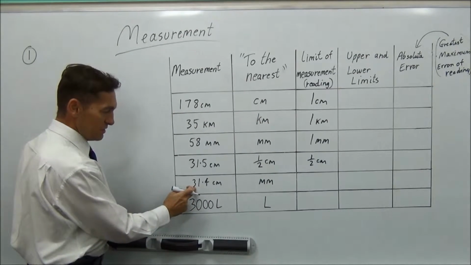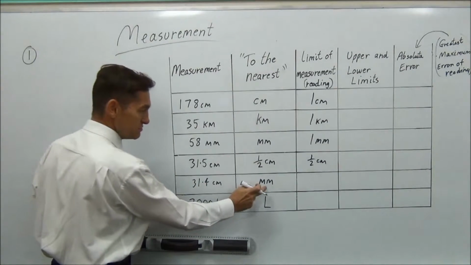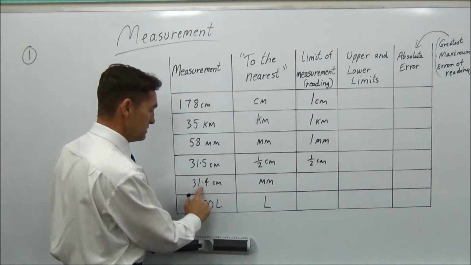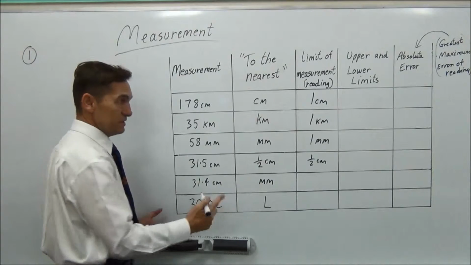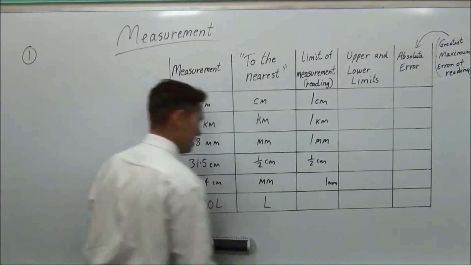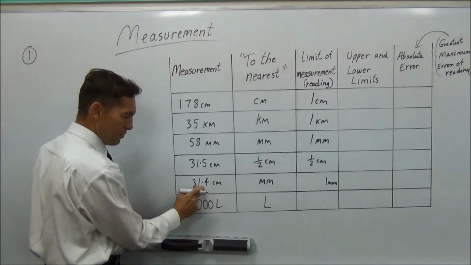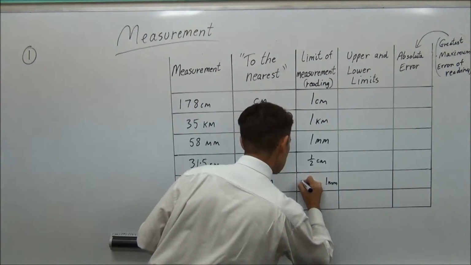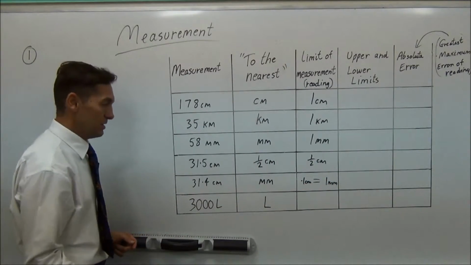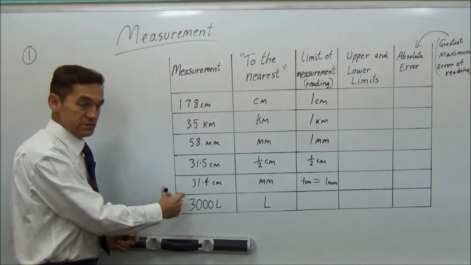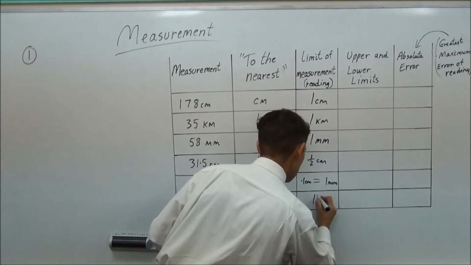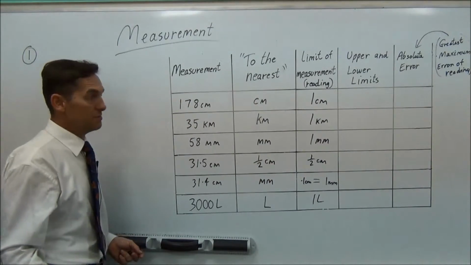If you measure something that's 31.4 centimetres and it's to the nearest millimetre, well, there's two ways to write this, and it's probably handy if you write them both. So, to the nearest millimetre, you can say it's 1 millimetre, or it's 0.1 of a centimetre, because they're the same thing, 0.1 of a centimetre, 1 millimetre. 3,000 litres to the nearest litre, well, it's going to be 1 litre. Pretty easy filling in that column.